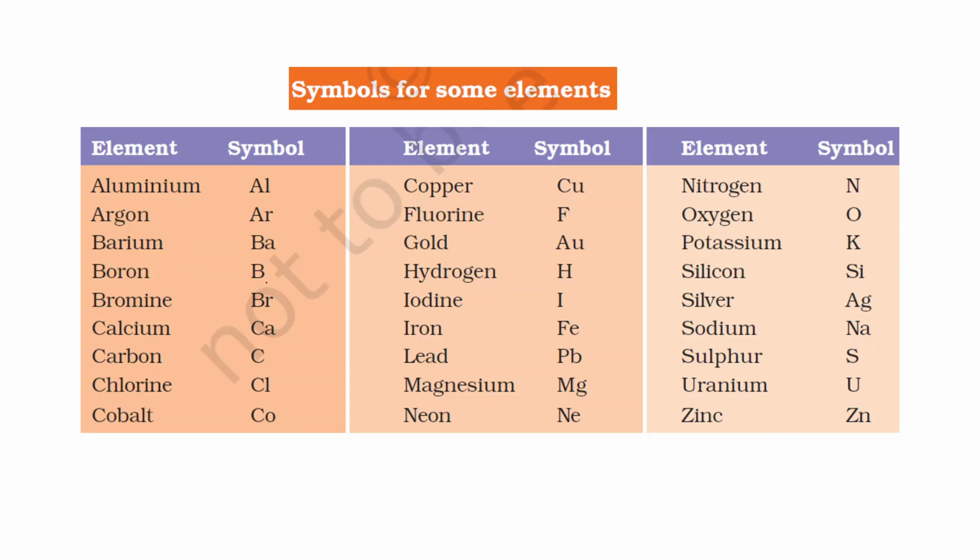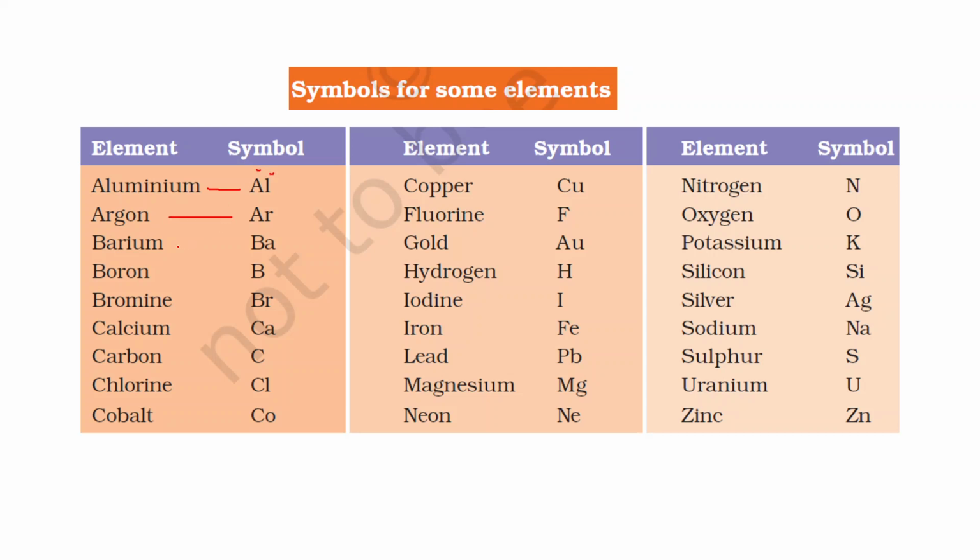Dear students, presently more than 114 elements are known, and it is very difficult to remember all the elements. It is not impossible, you can remember. But up to your standard, you have to learn some elements which are useful for you in class 9th. These elements are aluminium, Al. Again, you have to remember when you write the symbol, small letter and capital letter. A is capital, L is small.